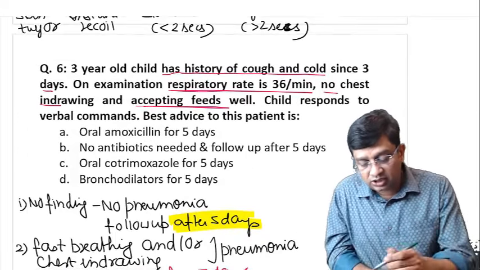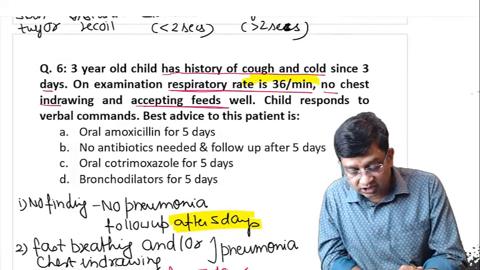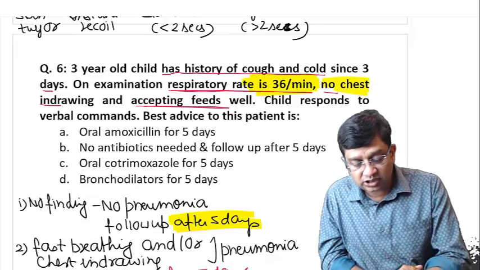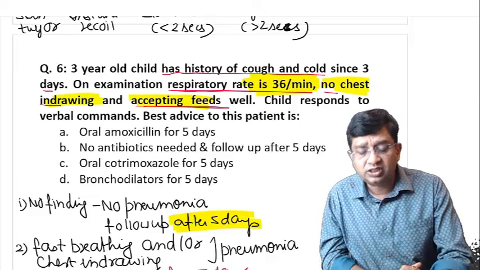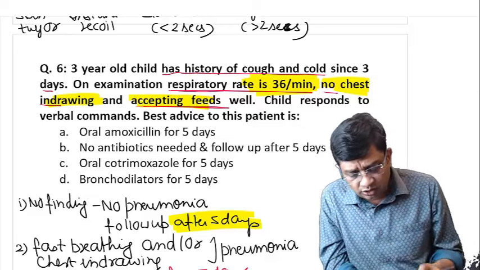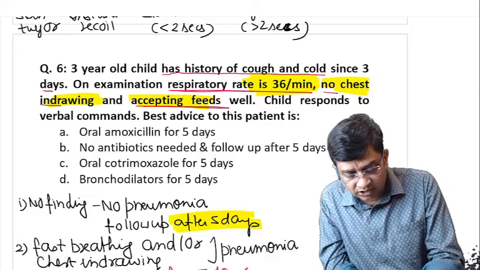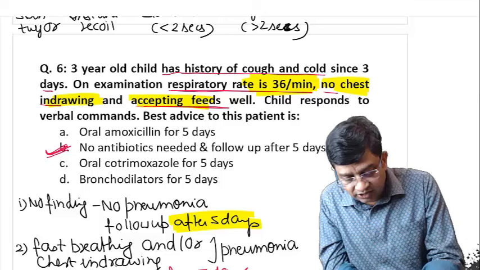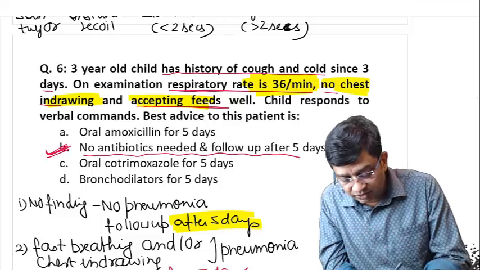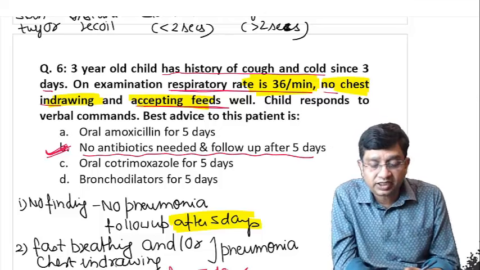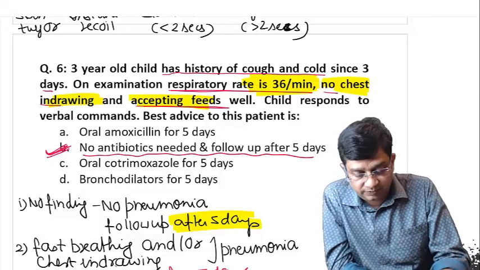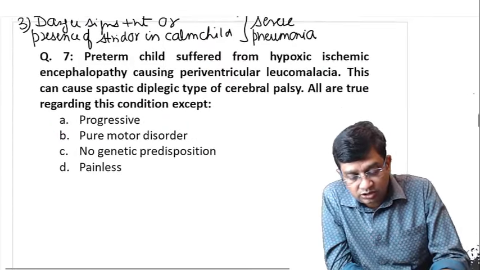So if you see here, the respiratory rate is 36, which is well within the normal range. No chest indrawing, accepting feeds well, that means no pneumonia. In no pneumonia, you tell the parents that no antibiotics are needed and to do the follow-up after 5 days. That is the right advice to be given to this child. Moving on to the next question.